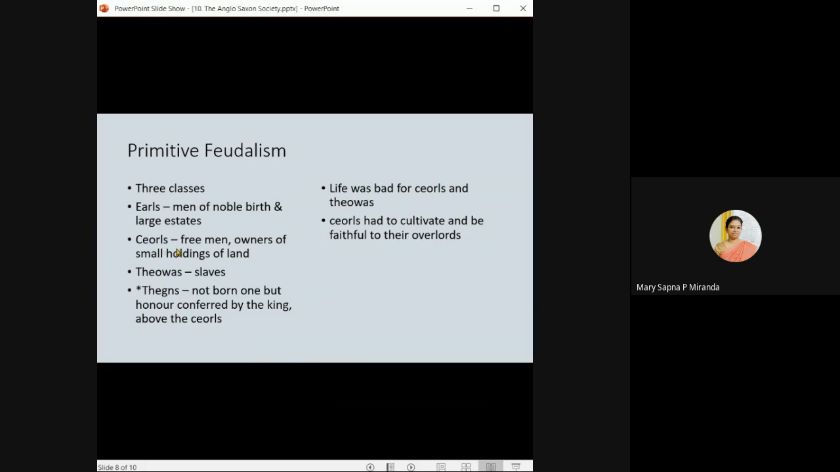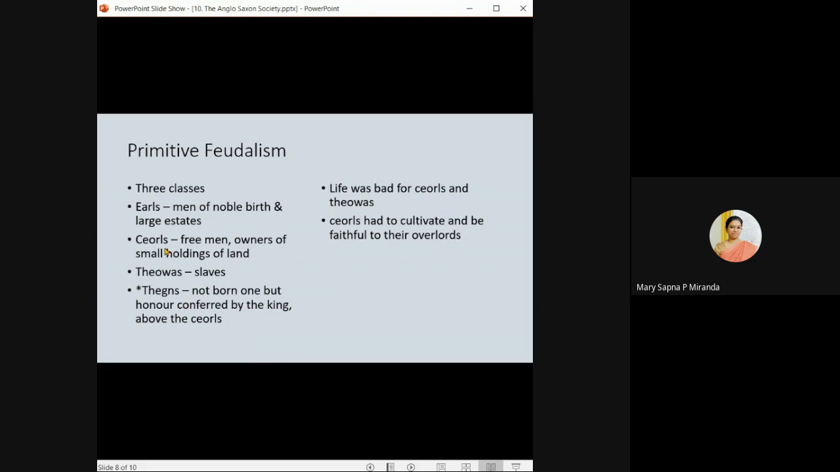Ceorls. Churls. And who were the churls? They were free men, but they had land. They were owners of small holdings of land. And below them, there was this group called Theowas. Theowas are the slaves. That's a name given to the slaves.